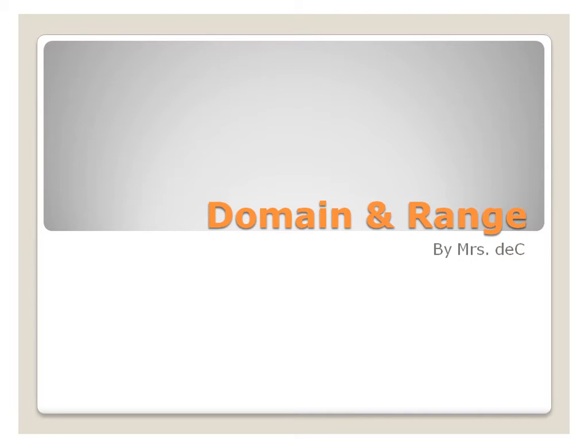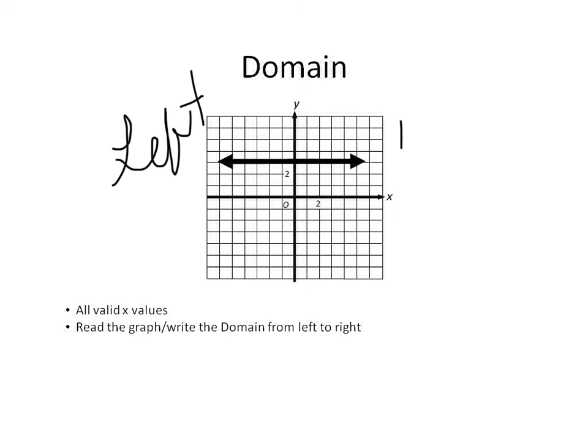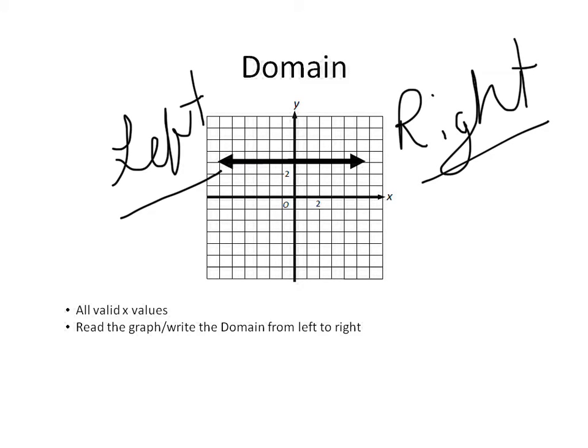Today we're here to talk about domain and range. When we're talking about domain, we're talking about all valid x values. When we read the graph for domain, we are going to go from the left to the right, just like we were reading or writing. So we're going to go from the left to the right.